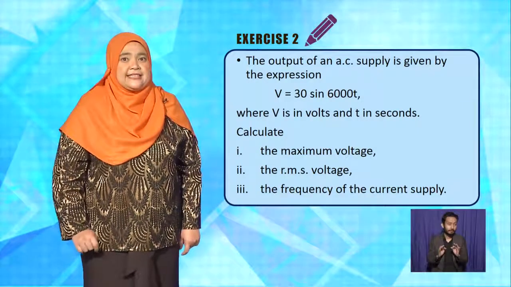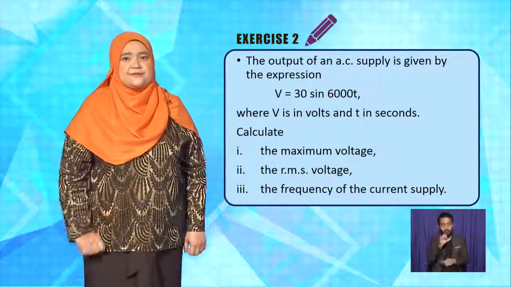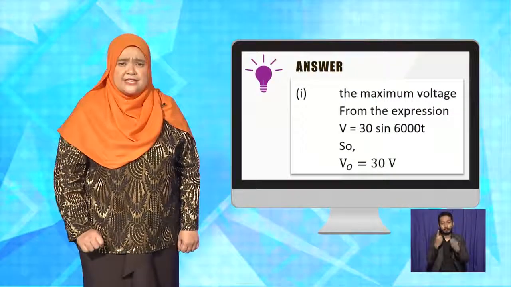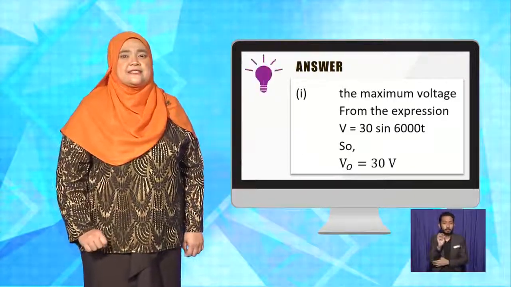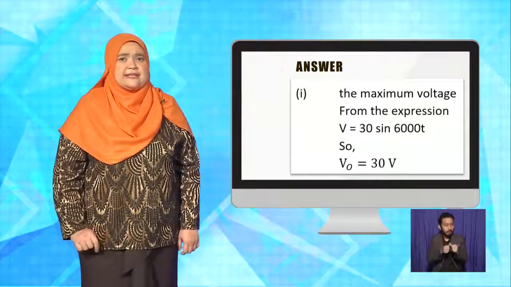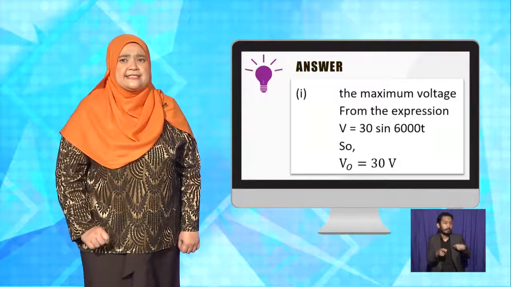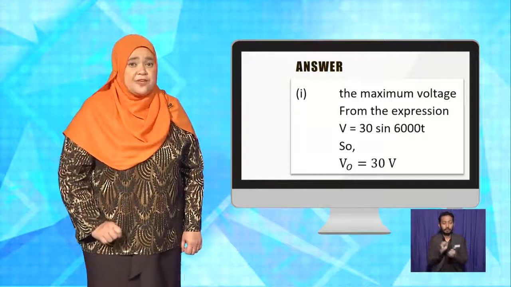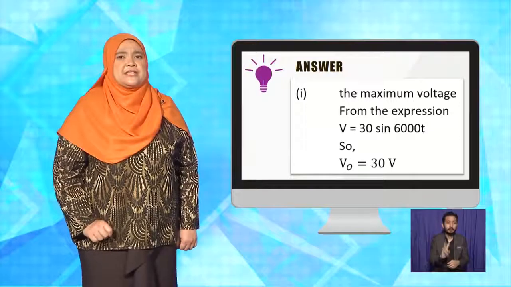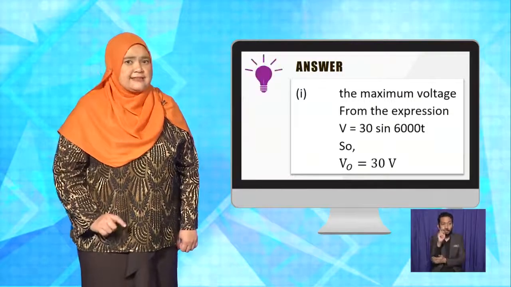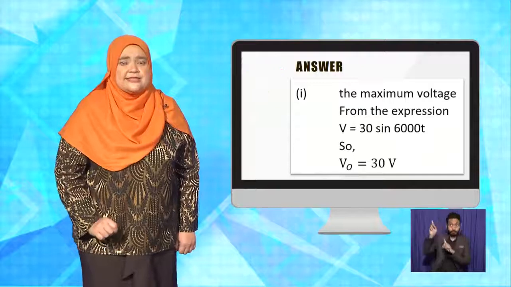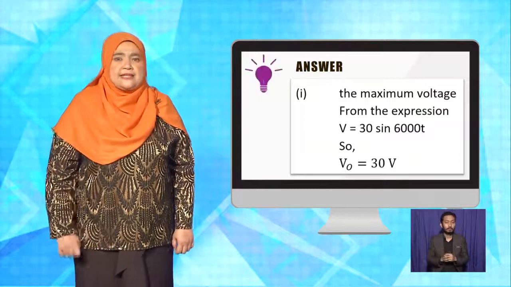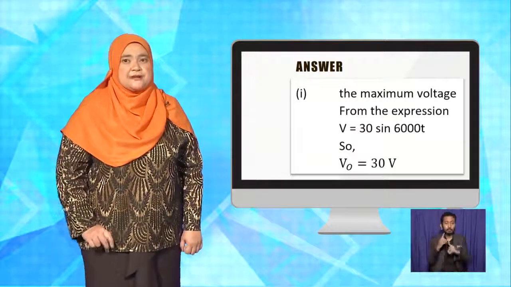Alright, here's the answer for question number 1. For the maximum voltage, from the expression V equals 30 sine 6000 t, remember that in our lesson, we have already discussed the general equation for alternating current, which is V equals V naught sine omega t. Thus, the maximum voltage V naught is equal to 30 volts.